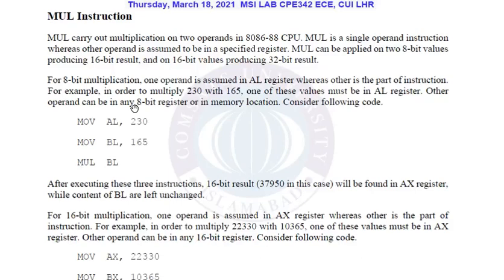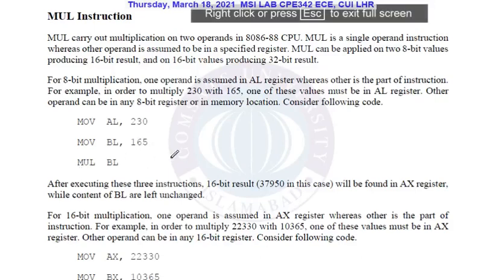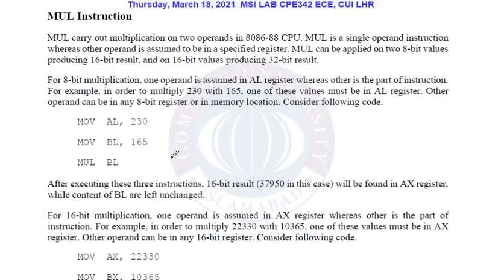If I talk about them individually, I take an example of an 8-bit number and I multiply this 8-bit number with another 8-bit number. The answer can be of 16 bits. So this instruction is again a one operand instruction, that multiplication needs only one operand. So for the multiplication we need at least two operands. So where will be the first operand?